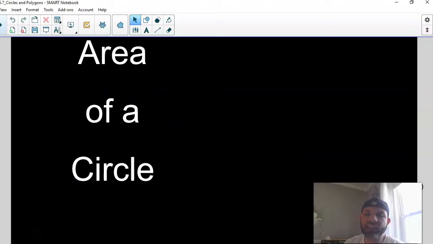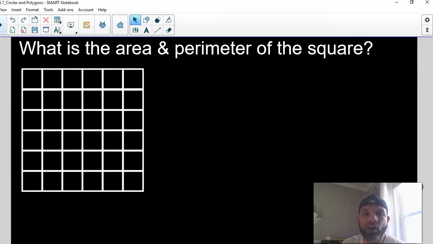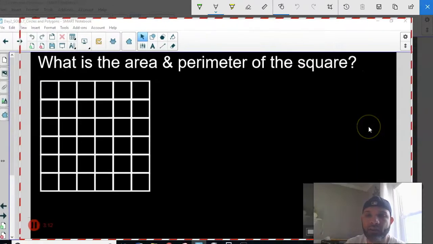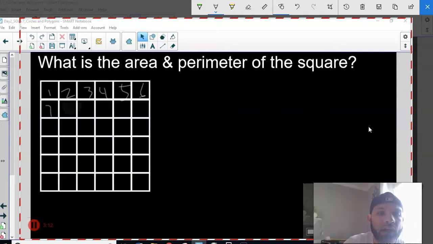But let's talk about what the area of the circle is. How are we going to find that? Well, before we do that, let's talk about what we did yesterday. We talked about the area and the perimeter of a square. Now, this is a different square, but I could find the area and the perimeter of this very easily. Let's walk through that fairly quickly. We can count every one of these little boxes in here, and we can figure out what the area is, because the area is the space inside.